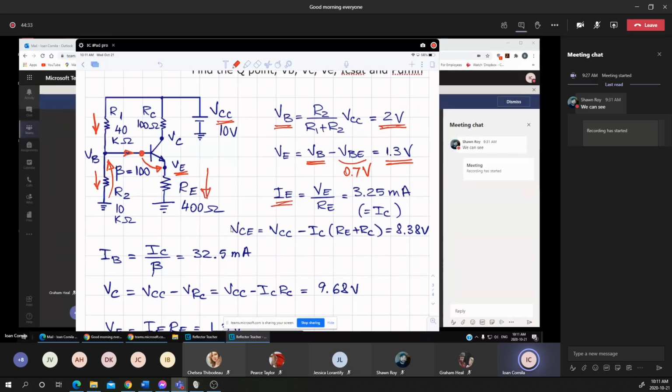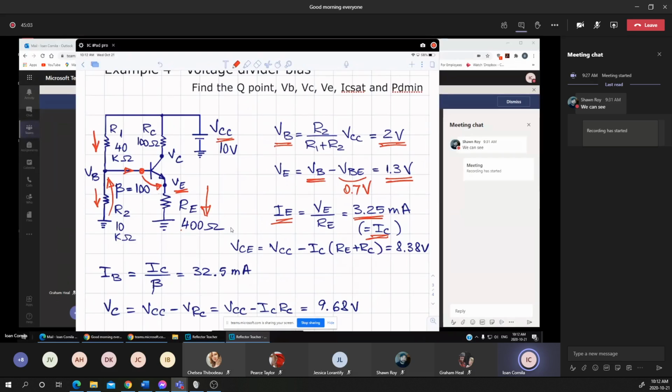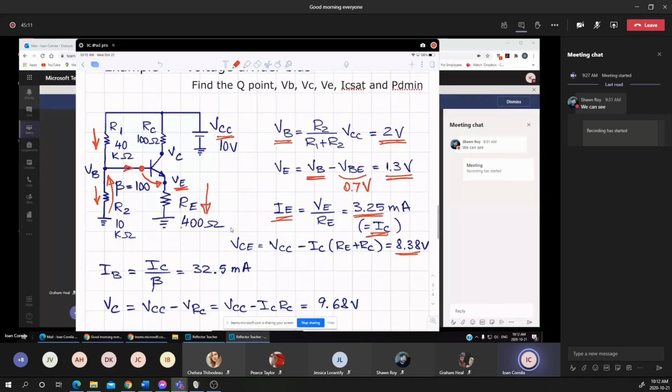Means that I can define the emitter current, or the current that flows through the emitter resistance, as the voltage VE divided by RE, which makes 3.25 milliamps. But we know that IE is the same as IC. Means that at this point we can find the second quantity for the Q point, the VCE, as VCC minus IC times RE plus RC, which makes 8.38 volts.